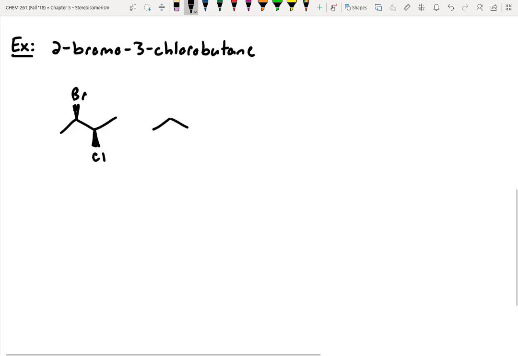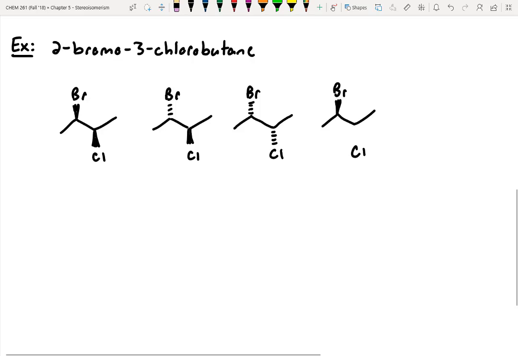All right, conversely, maybe the first bromine's a dash and the second chlorine's a wedge. Or maybe this bromine's a dash and this chlorine's a dash. Or maybe this bromine's a wedge and the chlorine is a dash. Or sorry, I didn't do that right. Chlorine's a dash. All right, so as far as I know, we've got 4 possible isomers going on here.